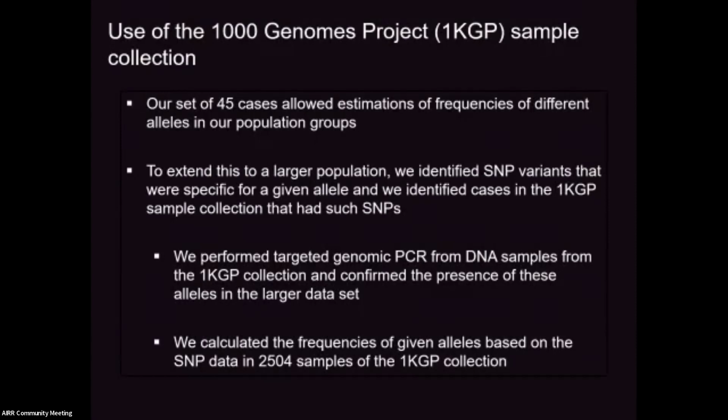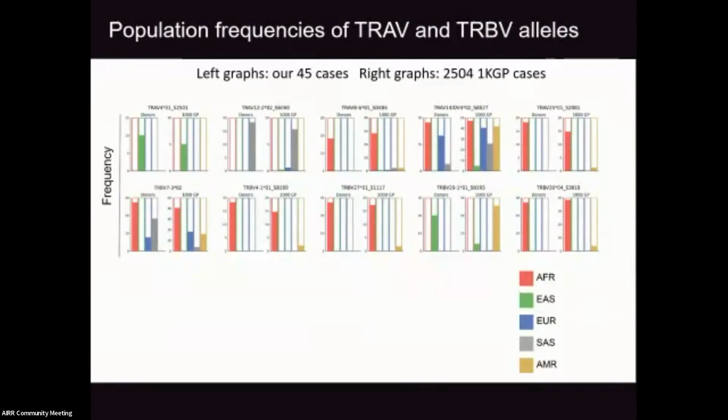And I'm going to show you how it looks. This is one of the slides. The way to look at this is that for each allele, there are 2 graphs. So you're always looking at our cases to the left and the 1,000 Genomes samples from the bigger sample collection on the right. And then we're plotting this as frequencies.